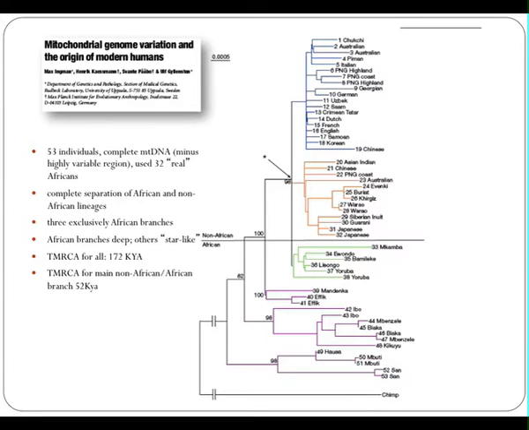This is taken to show that the most recent common ancestor was in Africa, and their calculation was that this was about 172,000 years ago. And the main non-African branch, this branch here, which includes a few Africans but most of the non-Africans, was, they said, about 52,000 years old. So this was quite a revolutionary idea that all non-Africans are actually descendants of recent migrants from Africa into the rest of the Old World.